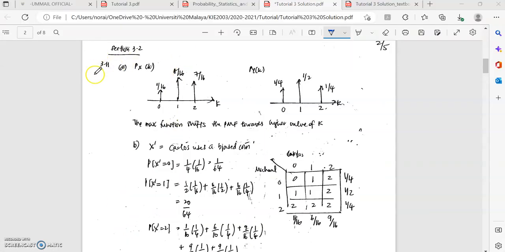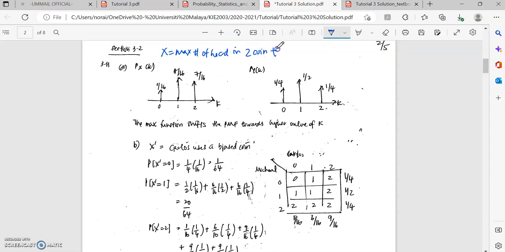Okay, so this is 3.11. This is our PMF for X. X is the maximum number of heads in two coin throws by two people, Carlos and Michael. From the solution we did, this is what we found.